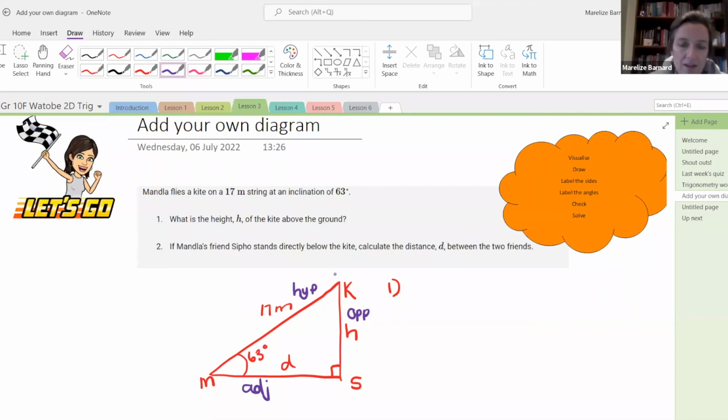So we're going to pair up our unknown side with a side that has a value, and that is the 17 side. So it's opposite over hypotenuse. So that is sine of 63, and that is H over 17, opposite over hypotenuse. And we times by 17 on both sides, and we'll get our answer. 17 times, on your calculator, times sine of 63 equals 15.14.